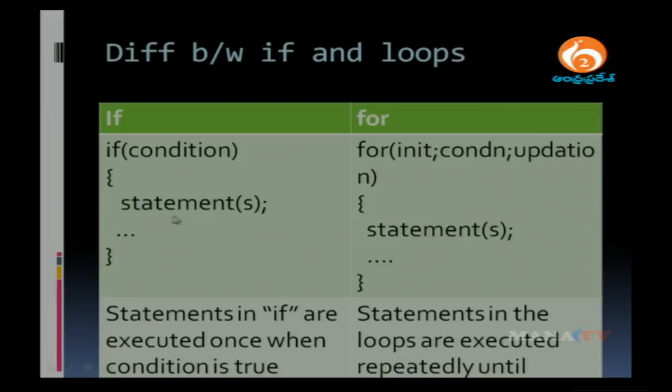Next, this is the body of the if condition. These are the body of the for loop. If the condition is true, the if statements are executed only once. In the for loop, if the condition is true, statements are executed again, control goes back and they are repeatedly executed. In if it executes only once. There is a major difference between the if and the for loop and other loops.